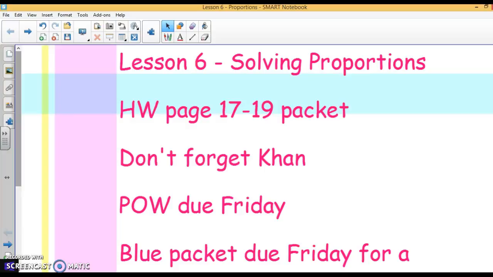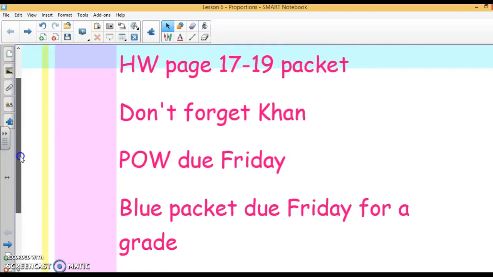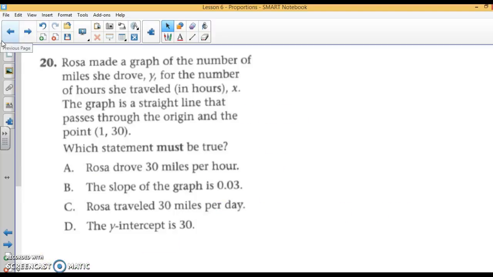All right, today's lesson is the proportional unit, lesson 6, solving proportions. Here's the homework that goes along with it. All right, I'm going to do a couple warm-up problems. So pause your video and do this problem.